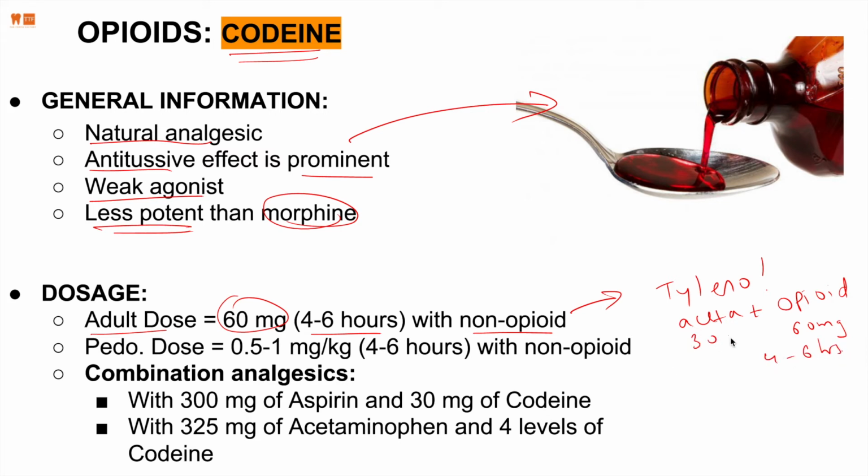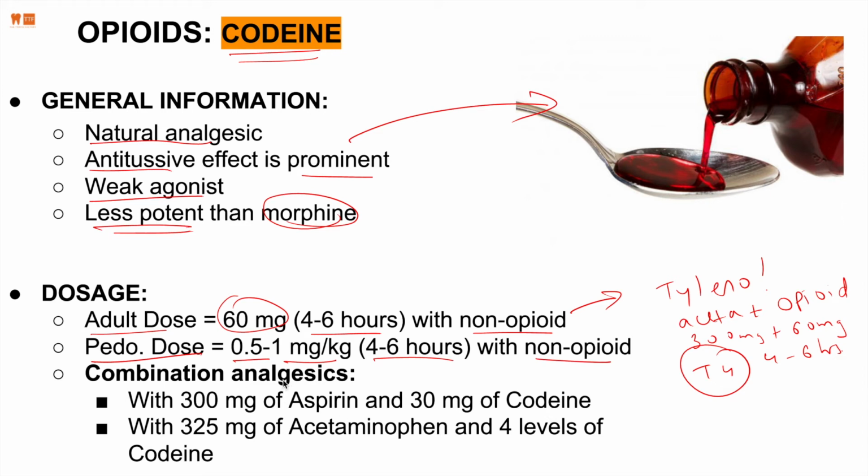This is going to be 300 milligrams. This is T4. Just a little revision from the NSAIDs. Now, pedo doses for children. It is 0.5 to 1 milligram per kilogram for the child. Same duration, 4 to 6 hours with non-opioids.